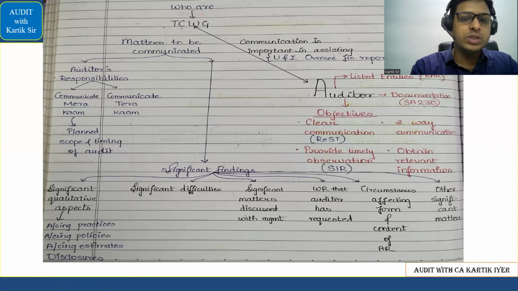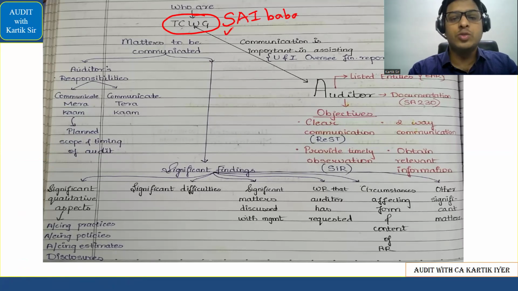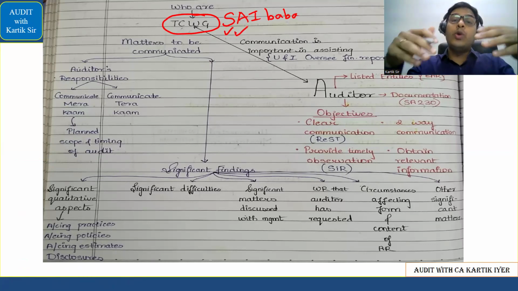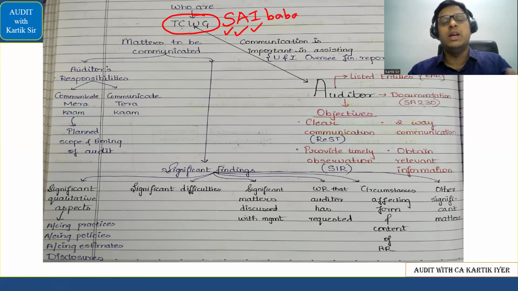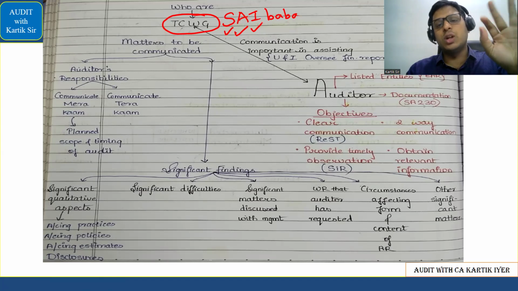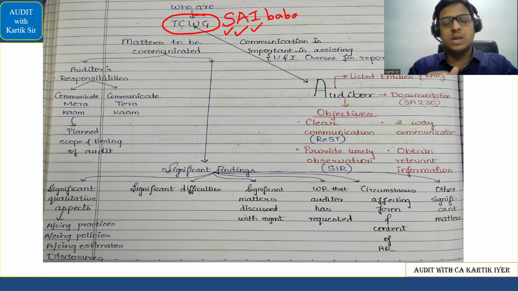So the first question is, who are those charged with governance? And in the class I told you to remember Sai Baba. Remember this? You have to remember Sai Baba. The person who takes care of the strategic matters of the company, the person who is accountable, and whose work includes oversight of the financial statement process. So how the financial statements are being prepared, that person's job includes that work also. That is basically strategic direction to the company, accountability, and oversight of the financial reporting process.